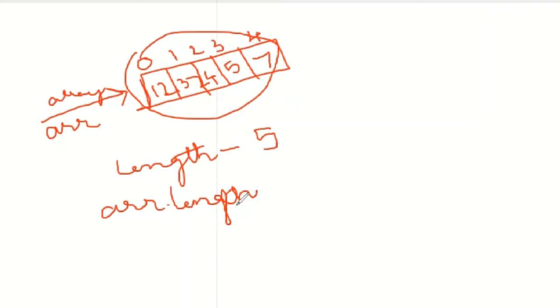So array is an object of a dynamically generated class, and so we'll see what are the advantages of an array. The advantage of an array is that we can get to any location of the array, so random access is possible in an array. But the disadvantage is the size limit. So you need to mention the size beforehand. So that is the disadvantage.